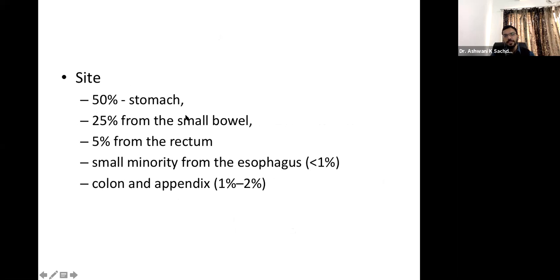The most common site is stomach in about 50%, followed by small bowel in 25%, rectum in 5%, and a small minority in esophagus, colon, and appendix. Some books have slight variation in this. Some have given esophagus in about 5% and colon 5% and rectum 1%. So this is from the NCCN guideline. They have given 5% in the rectum and a minority in esophagus, colon, and appendix.